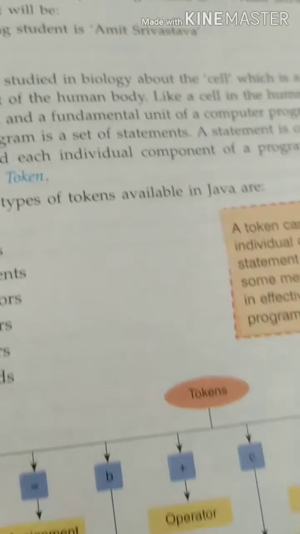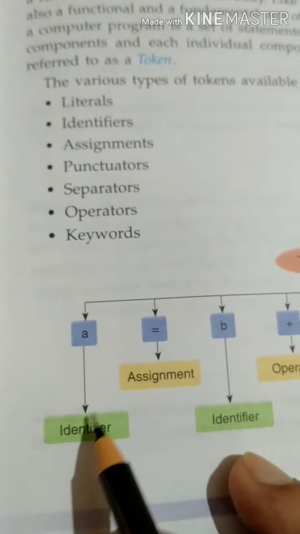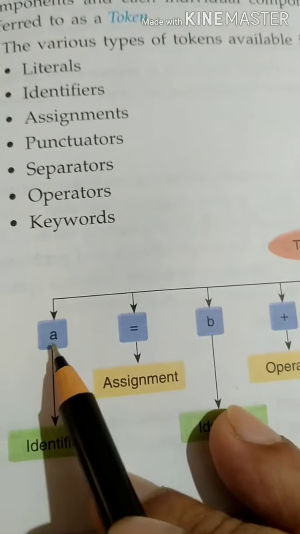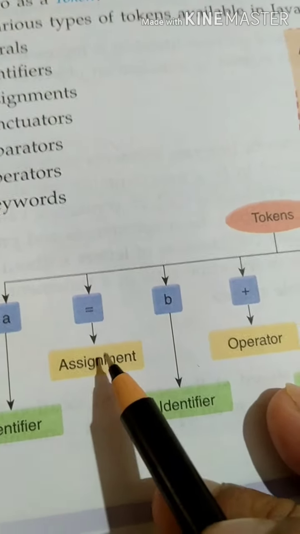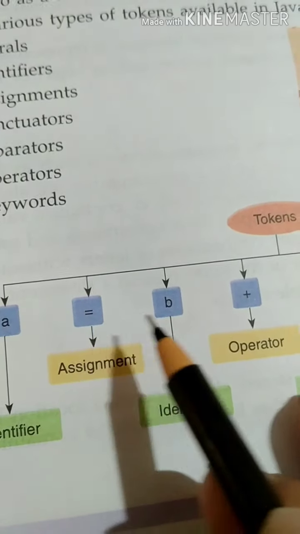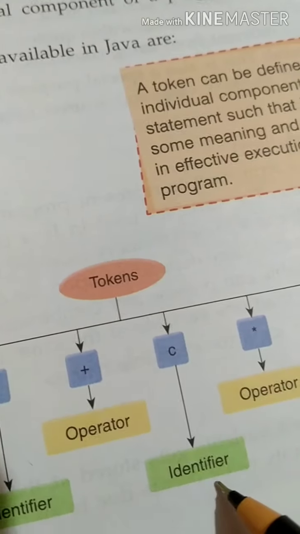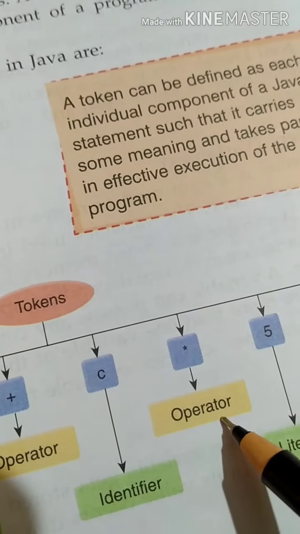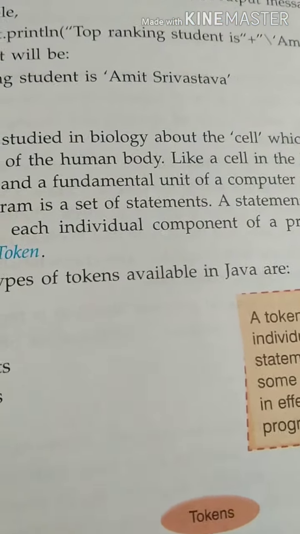Okay, the tokens diagram is given here. A is an identifier. Assignment operator: this is the symbol of the assignment operator, the equal sign. B is an identifier, plus is an operator. C is an identifier, this is an operator, literal, and punctuators. We will try to understand each one by one. First of all, understand this literal.